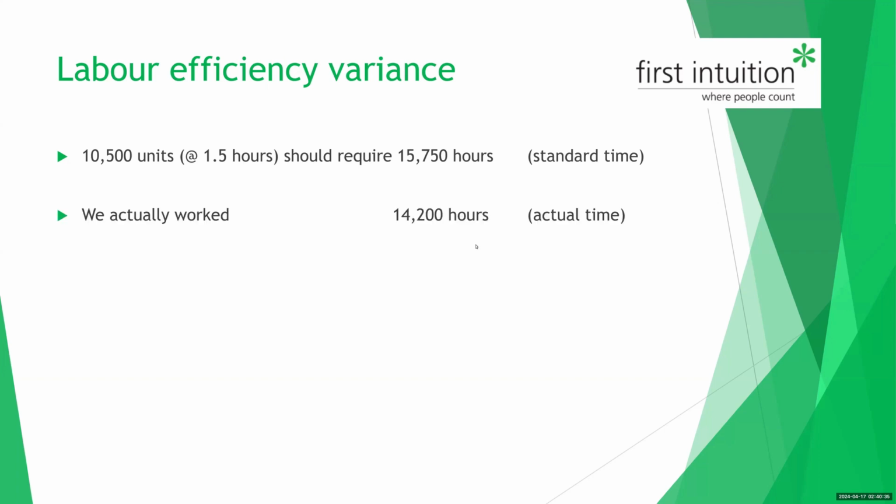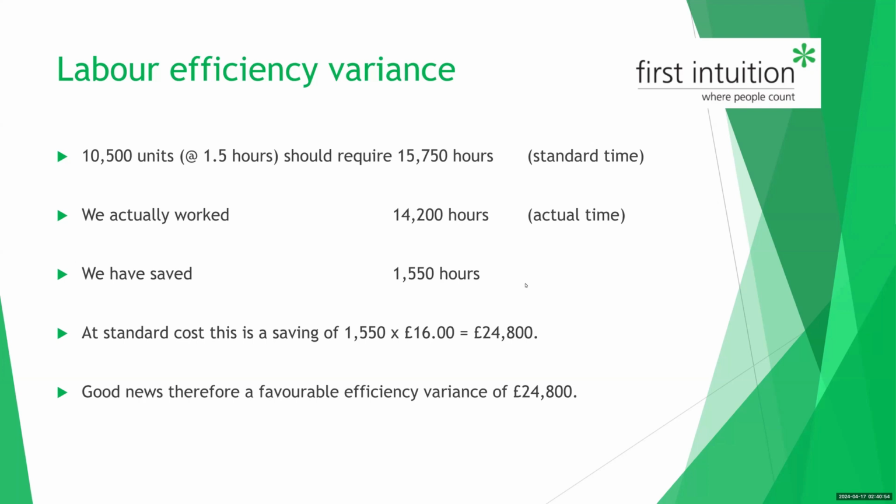We actually worked only 14,200 hours. So plainly, we've worked a lot less hours than expected for the standard. That's a saving of 1,550 hours. Multiply that by the standard cost. That means we have paid £24,800 less for the number. We have incurred a cost of £24,800 worth fewer hours. So our efficiency is such that we have saved £24,800 worth of labour at standard rate.